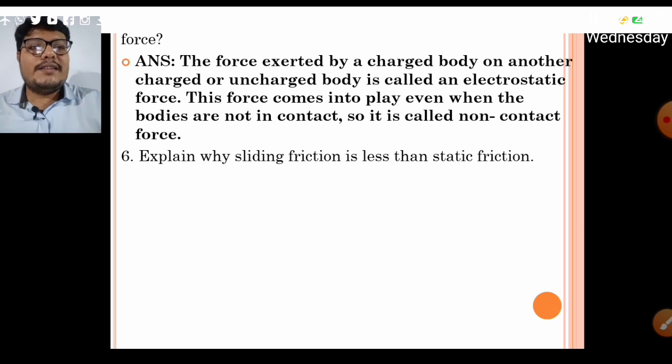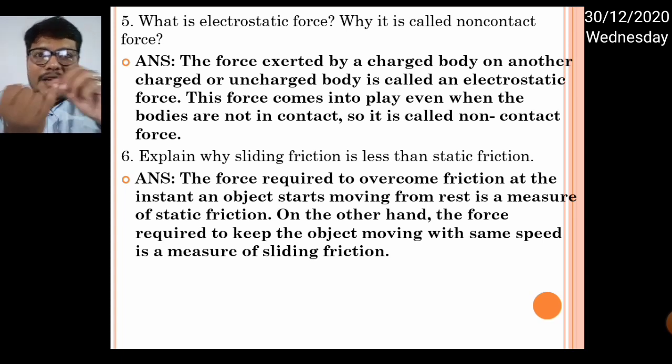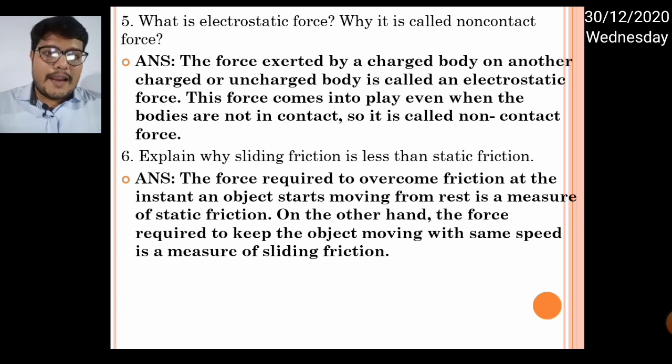Okay, now see here, what is the explanation written here? The force required to overcome friction at the instant, meaning immediately, an object starts moving from rest, is measured as static friction. On the other hand, the force required to keep the object moving with the same speed.